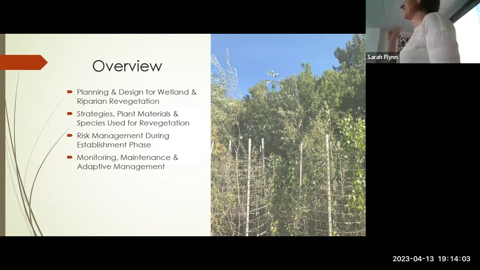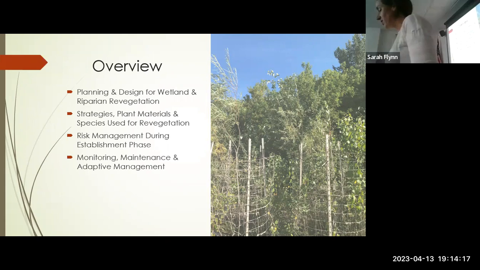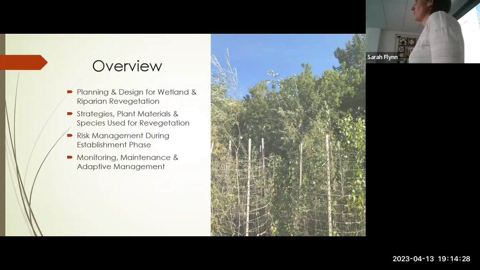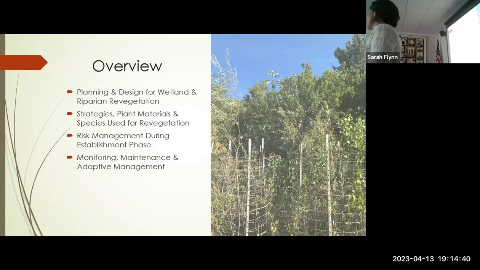I have four main topics that I plan to talk about today. General planning and design process that we go through when we develop revegetation plans, some examples of strategies and techniques that we commonly use when we're developing our revegetation plans. We'll talk about plant materials and species that we tend to use, talk about risk management during the establishment phase after we've done our planting. Often it's required or necessary to make these projects successful. And then I'll touch briefly on monitoring and how that can inform maintenance and adaptive management decisions when we do our revegetation projects.